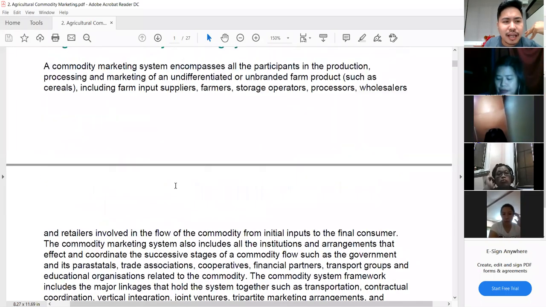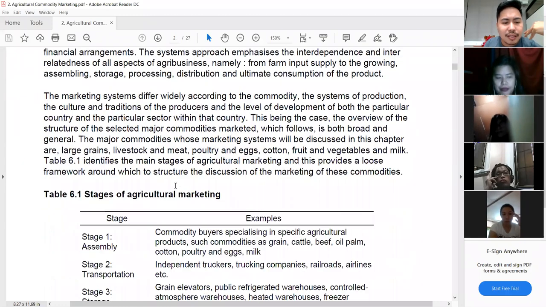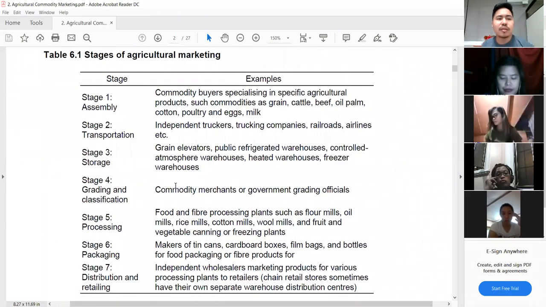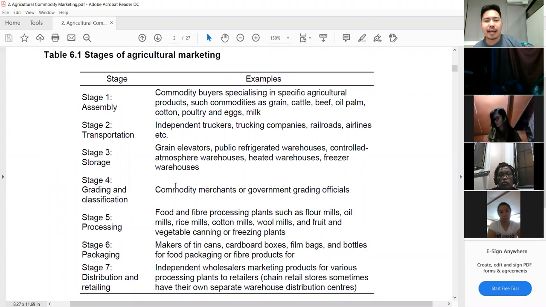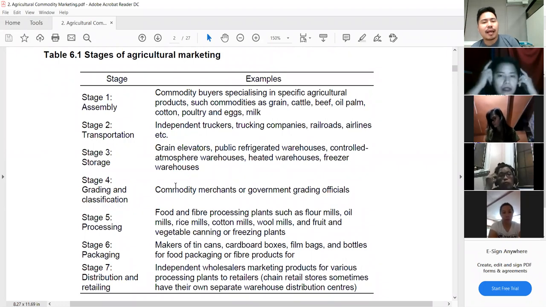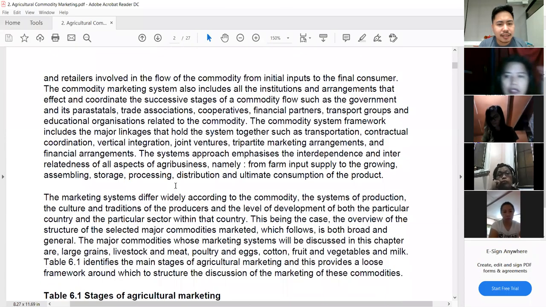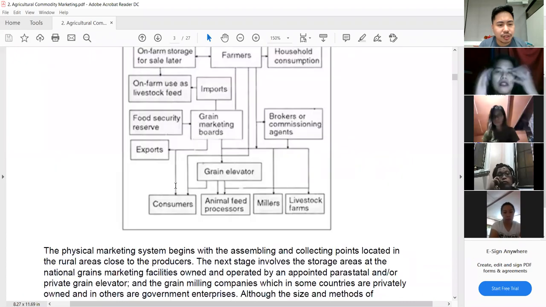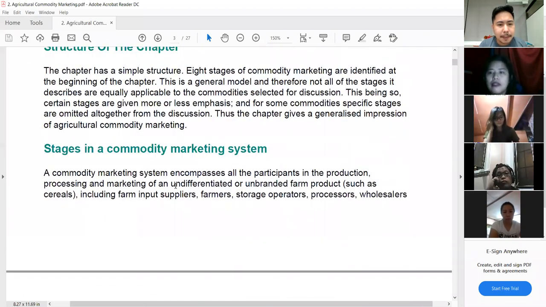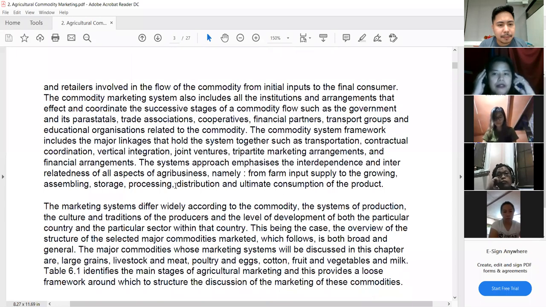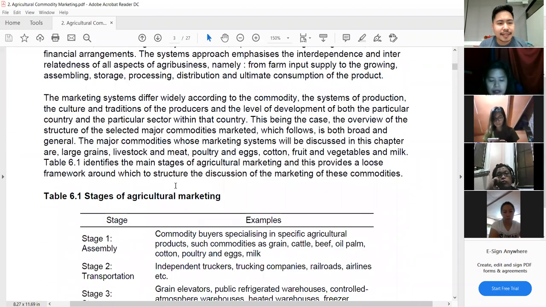So here are the stages in the commodity marketing system. Here in Table 6.1, you can see stage one, assembly. So when we say assembly, some examples include grain, cattle, beef, palm oil, cotton, poultry, and eggs. So when we say assembly, let's look for the definition.